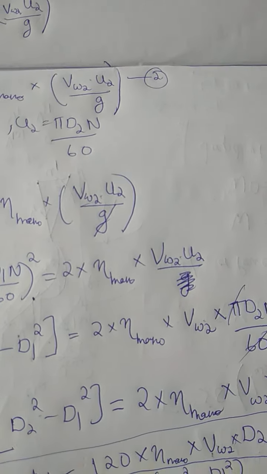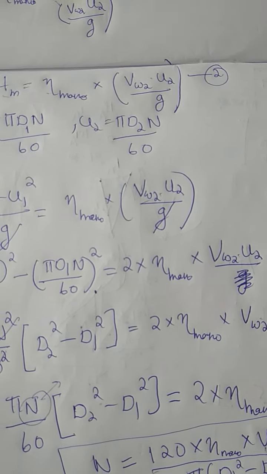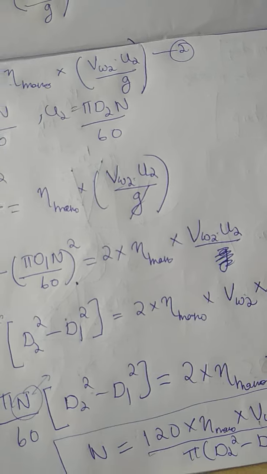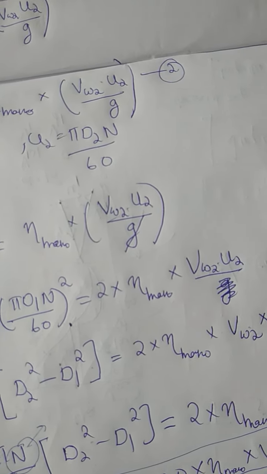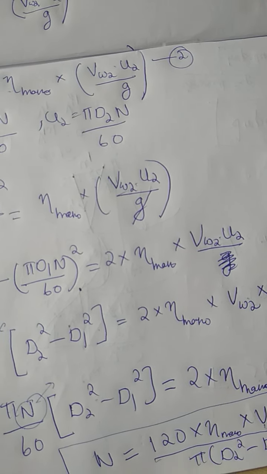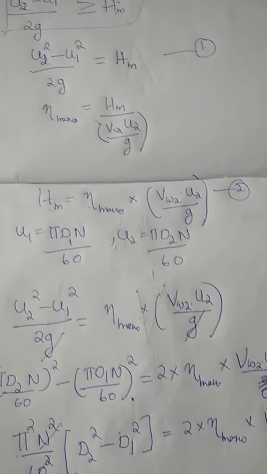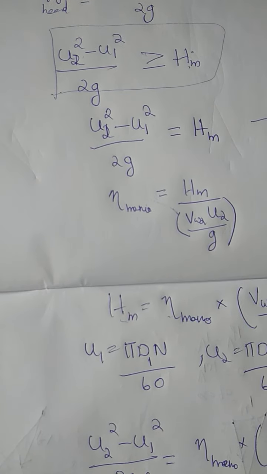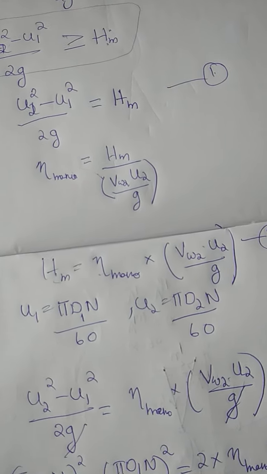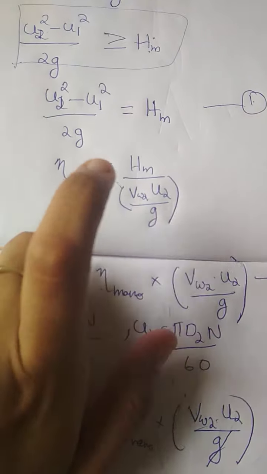Very simple derivation. For minimum starting speed, the condition you have to remember is that the centrifugal head should be greater than or equal to the manometric head. Our expression for centrifugal head was u2 square minus u1 square by 2g, and the manometric head is hm, which we get from our equation of manometric efficiency.